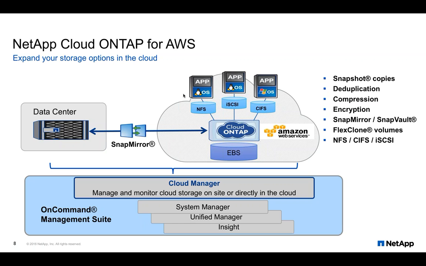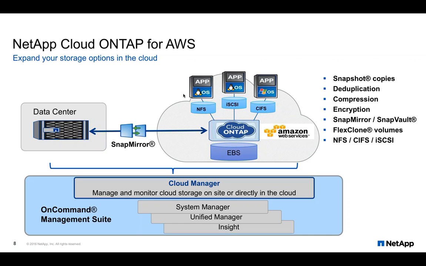Also with FlexClones, which I'll show you in one of the demonstrations, you can get an exact duplicate of your data for your database or your application without consuming any additional capacity. I'll show you those efficiencies a little bit later. But most importantly, you have multi-protocol support from the Cloud ONTAP system. So not only do you get block, but you also get file services with NFS and SMB.